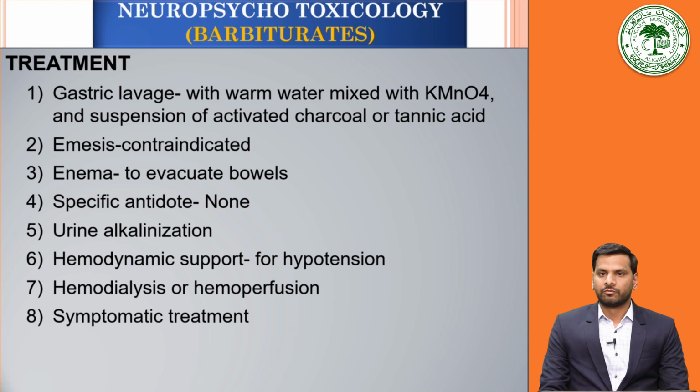Treatment. First of all, gastric lavage should be done with warm water mixed with KMnO4 and suspension of activated charcoal or tannic acid. In barbiturate poisoning, emesis is contraindicated. We can give enema also to evacuate the bowels. There is no specific antidote for barbiturate poisoning. Urine alkalinization can be done.